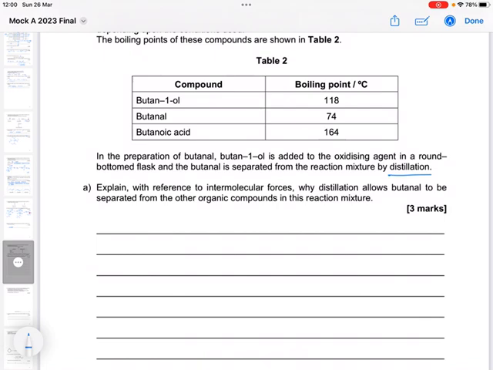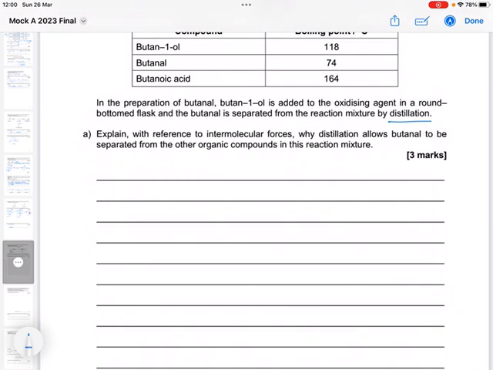compounds. Okay, so when you're oxidising butan-1-ol, you're going to make butanal and probably a bit of butanoic acid as well. So we need to compare all three of these. So let's do these in a table. Let's divide this into three. Let's do butan-1-ol, butanal, and butanoic acid.